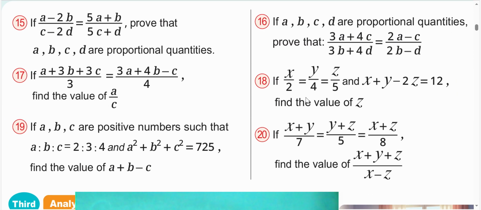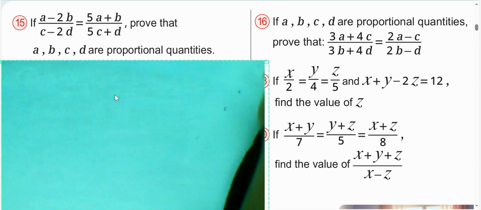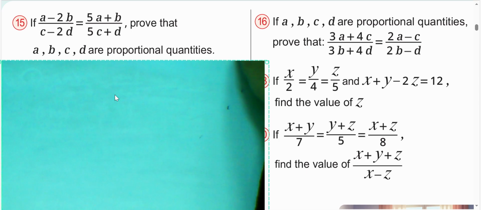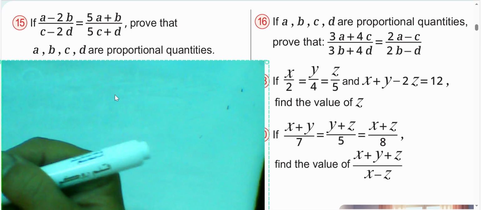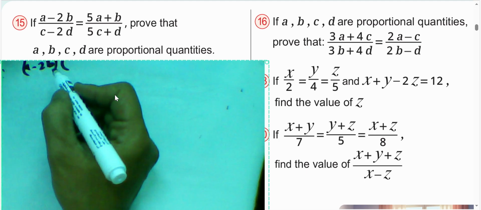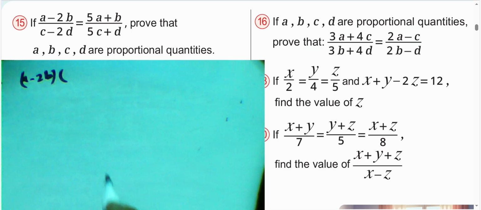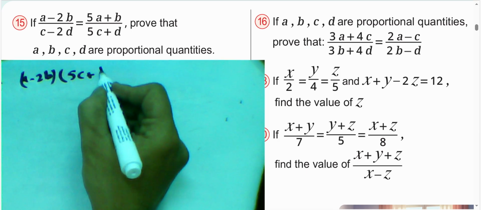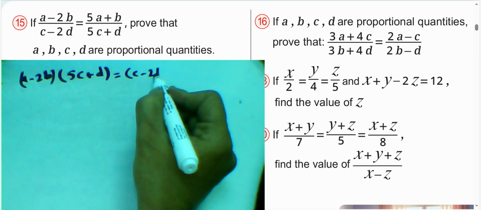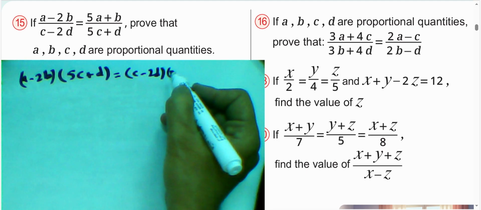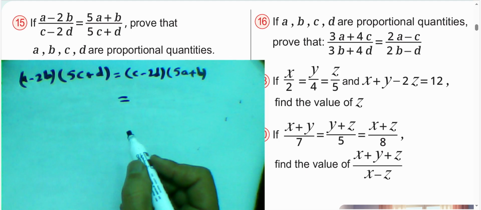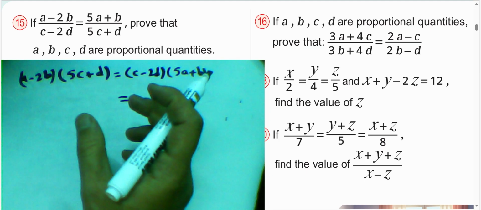Number 15. Left hand side equals right hand side proves that they are proportional. You can solve the example by the product of extremes equals the product of means. For the example, we have (a minus 2b) product by (5c plus d) is equal to (c minus 2d) product by (5a plus b).